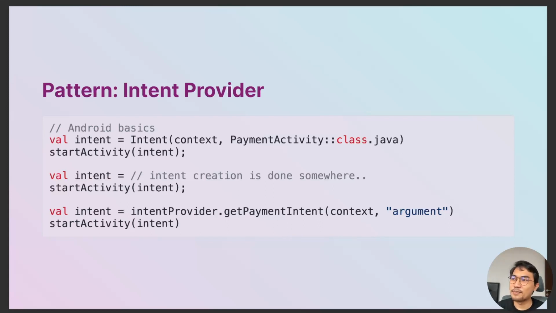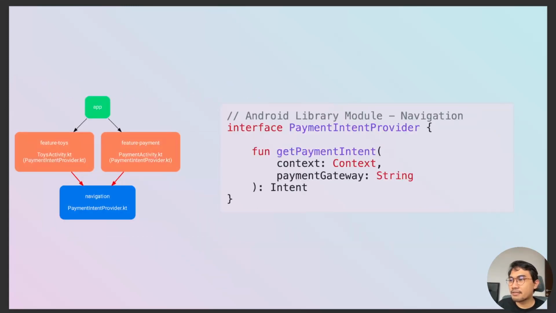Okay, let's get back to the basics of Android development to explain this intent provider. To start an activity, we can use an intent. Now let's ignore the payment activity for a moment. If we can somehow create an intent, we can start an activity. Now we just need a way to provide that intent. I use this interface called PaymentIntentProvider to do that. The interface itself only has one function, getPaymentIntent. That function has 2 arguments, a context and an arbitrary argument.